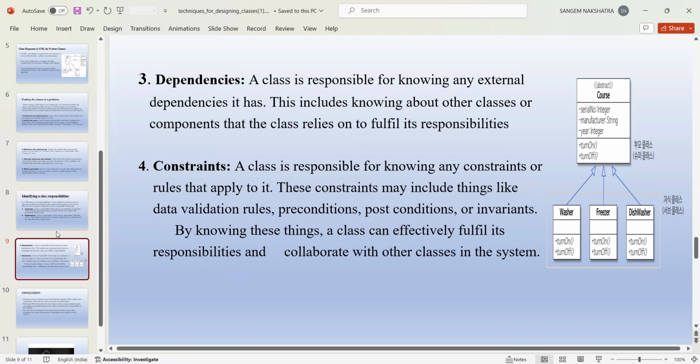Here we can observe the example of a class diagram, like course has attributes washer, freezer, and dishwasher.